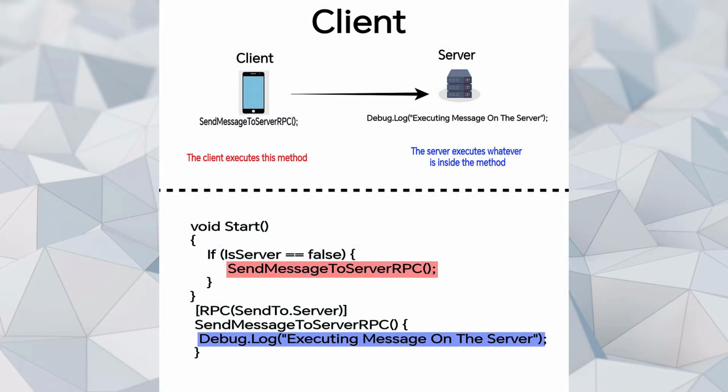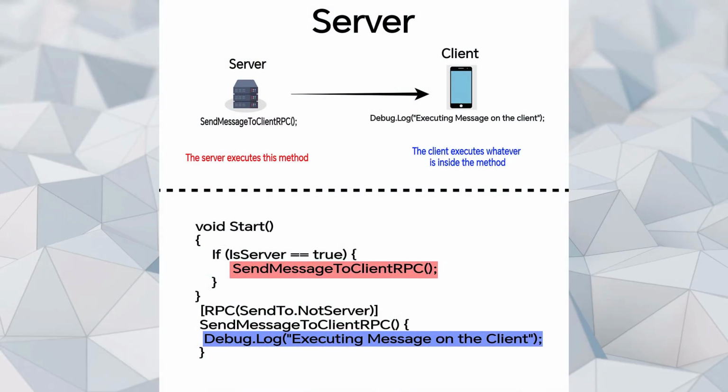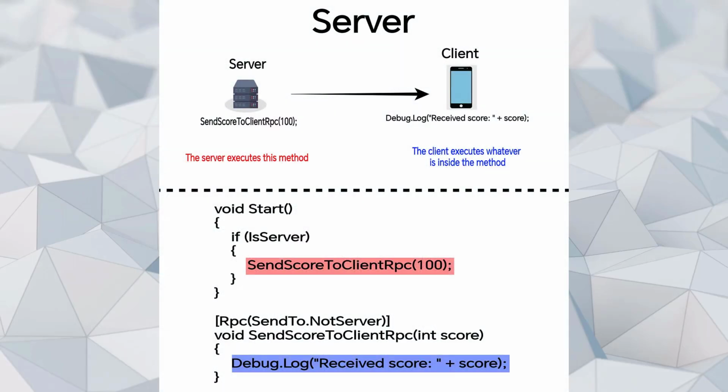Here is an example of a client making code execute on the server using the SendTo.Server RPC attribute. And here is another example of a server making code execute on all the clients using the SendTo.NotServer RPC attribute. Note that we can also send information from one device to another by using parameters in the methods, like in this example where the server sends an integer value of 100 to the clients.